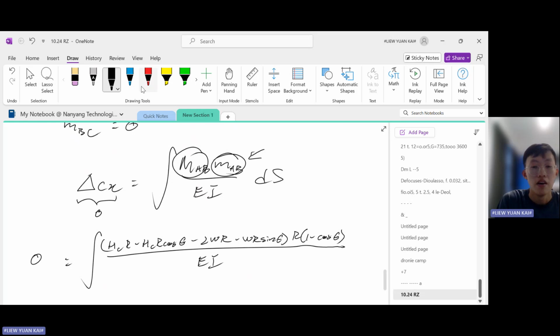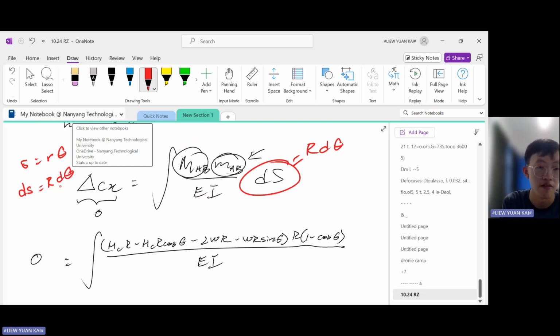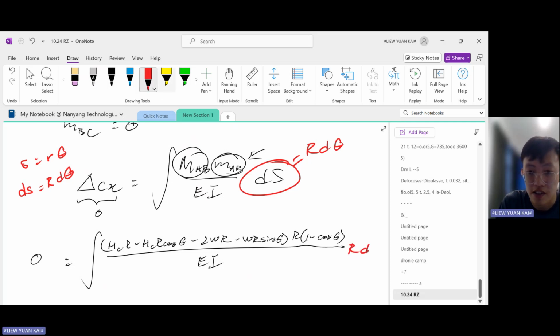EI. Now, remember, whenever we are integrating with respect to the arc length, we will replace ds with R d theta, because you remember from A maths, s is equal to R theta. So if the radius is constant, then any infinitesimal change in s will correlate with an infinitesimal change in theta. So change in s is given by the change in theta where R is constant. So ds is equal to R d theta. So you replace it with R d theta.